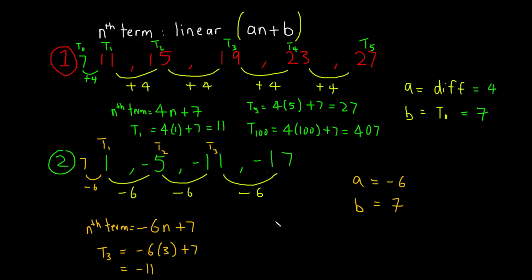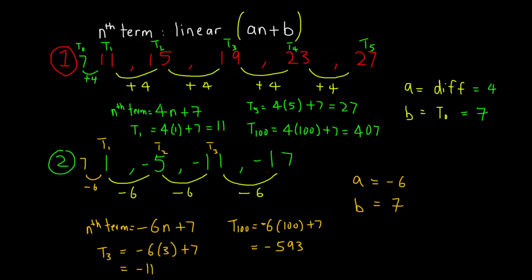So what would the term 100 be? Term 100, put it into your formula. Negative 6, remember your symbols, times 100 plus 7. Negative 600 plus 7, you will have gotten negative 593. So this is how you use your n term. Alright, and the linear sequence formula is an plus b for your n term.